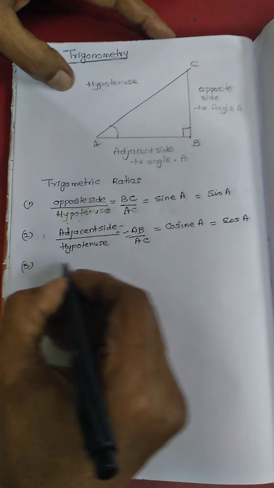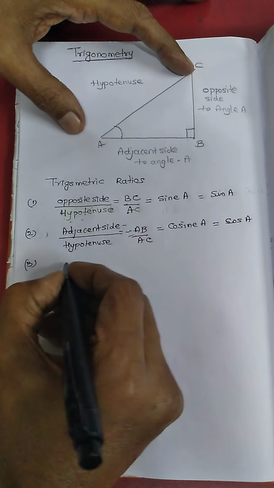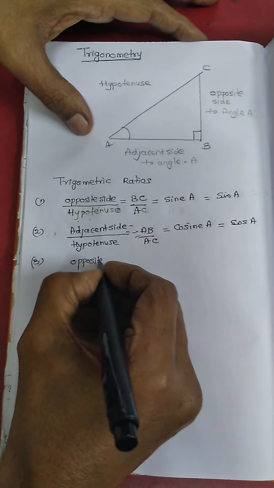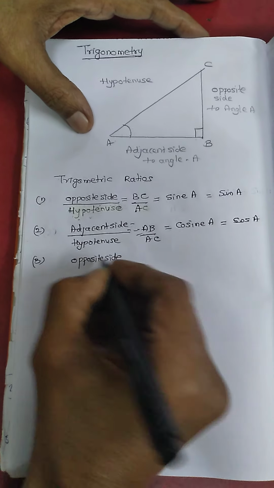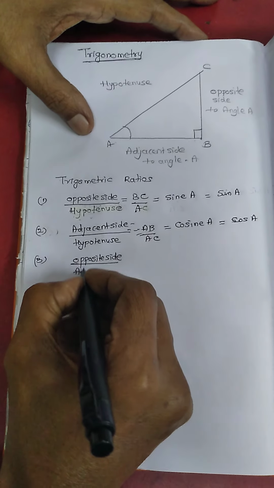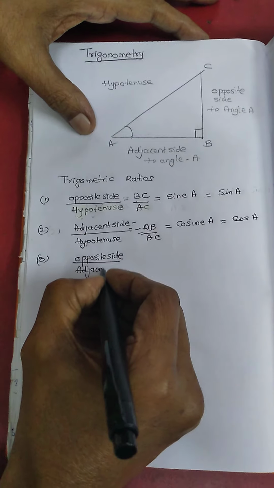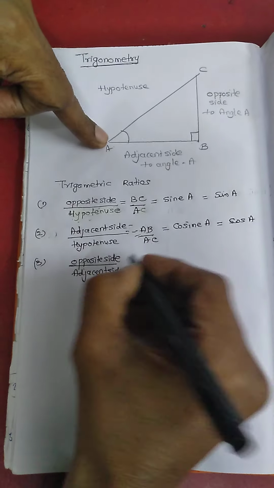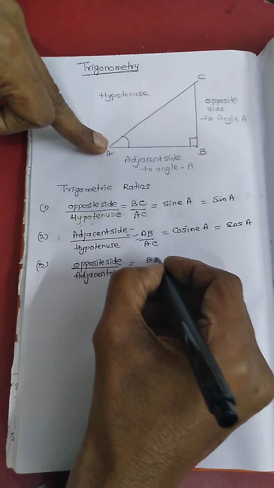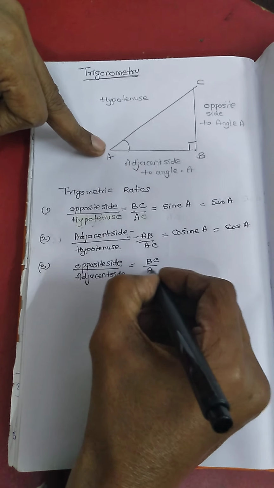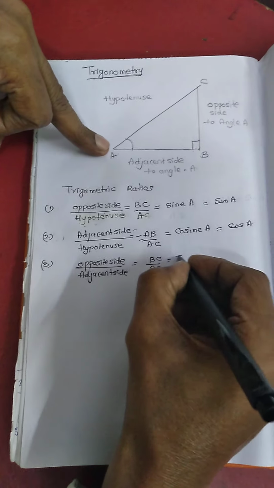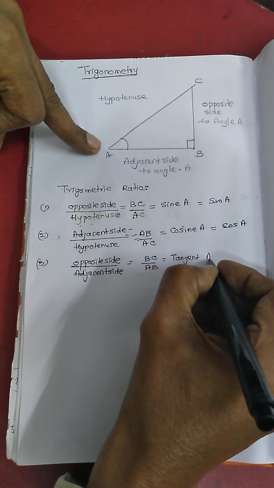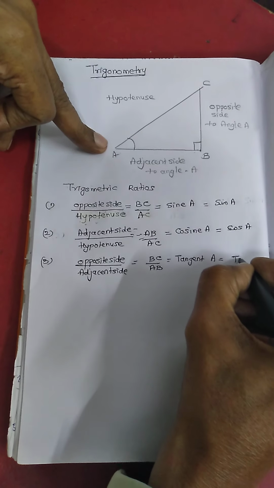Third ratio, that is opposite side by adjacent side with respect to angle A, that is BC by AB, is known as tangent A. Generally written as tan A.